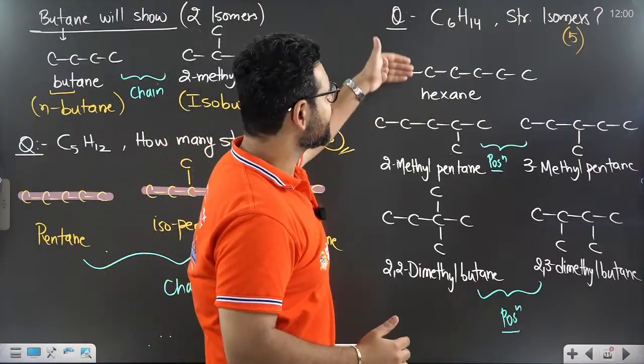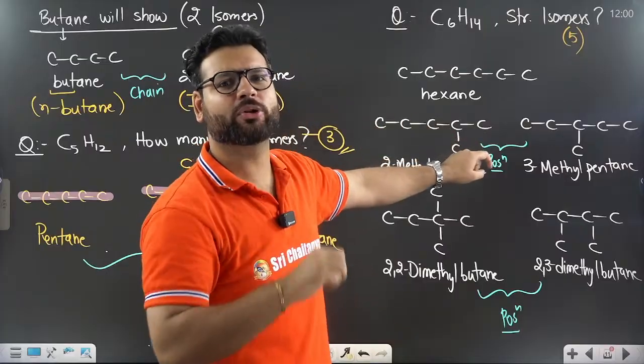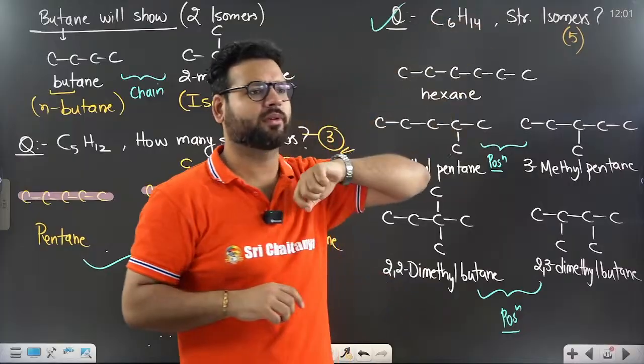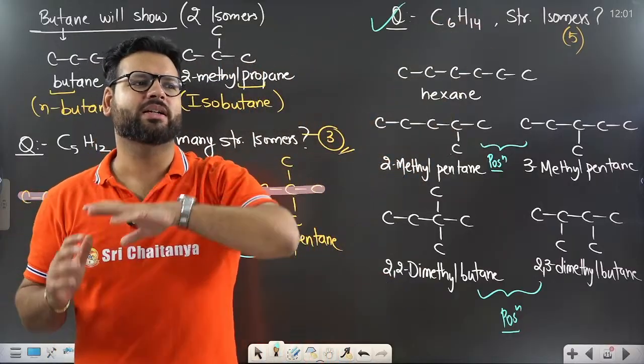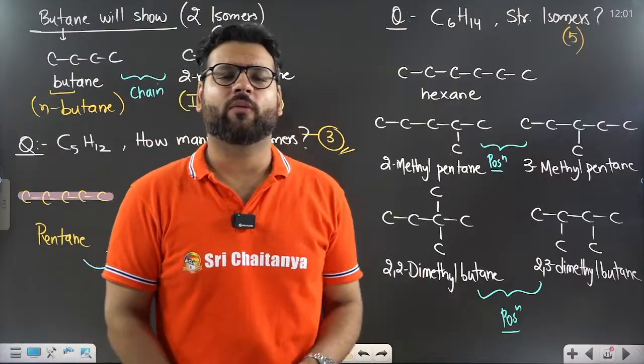Hexane, yes. 6 carbon, straight chain. 5 carbon with a methyl, 2 options in position. Position number 2, position number 3. So position starts here. Is it clear? Everyone, is it clear? Yes or no? Was it tricky?